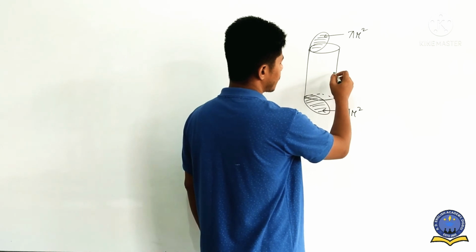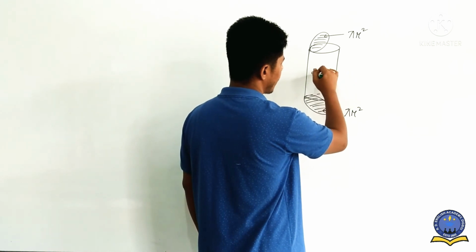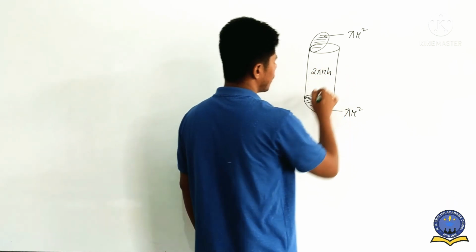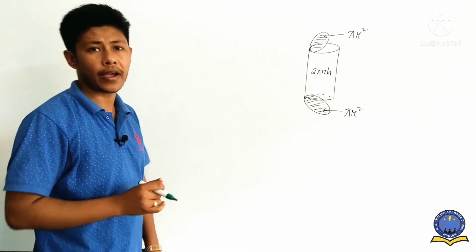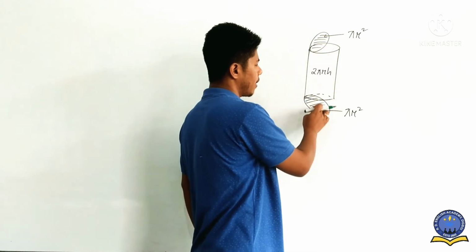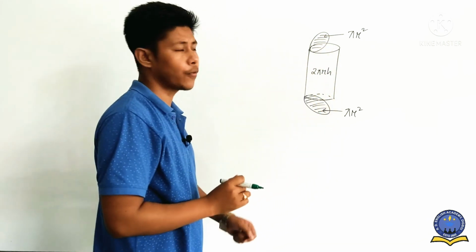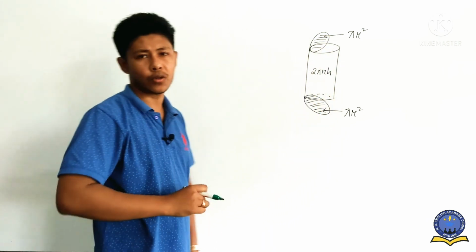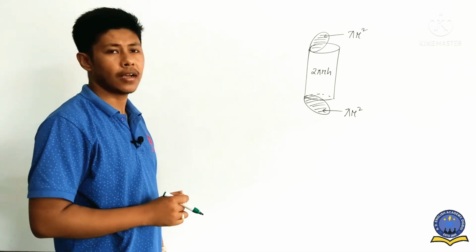And what is the curved surface area of this cylinder? This one we write here 2 pi RH. So when anyone asks you to find out the total surface area, that means we have to add this area plus this 2 pi RH. If we add all these three, then it is known as total surface area, isn't it?